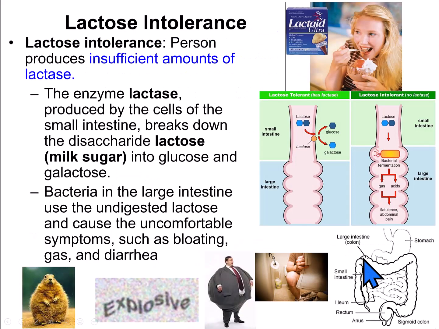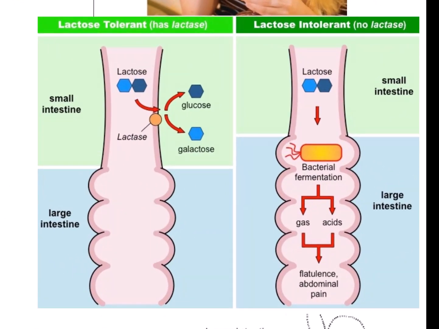Now, you might have heard of lactose intolerance. Well, this is a person that produces insufficient amounts of an enzyme called lactase. Well, the enzyme lactase, which is produced by the cells of our small intestine, breaks down the disaccharide lactose, known as milk sugar, into glucose and galactose. Well, if you don't have enough of this enzyme, then you can't break down the lactose into glucose and galactose and absorb these monosaccharides through the GI tract. So that lactose continues on to the large intestine.